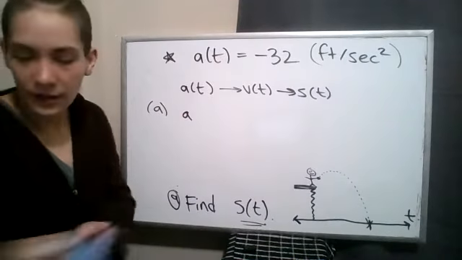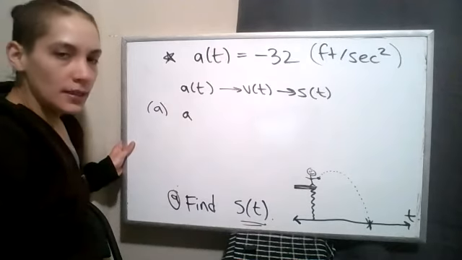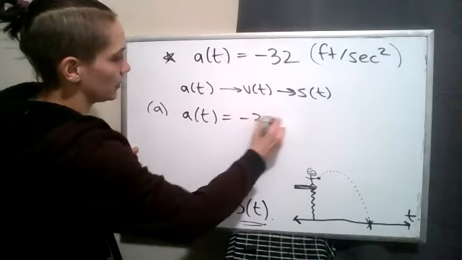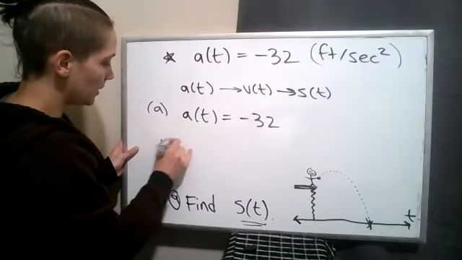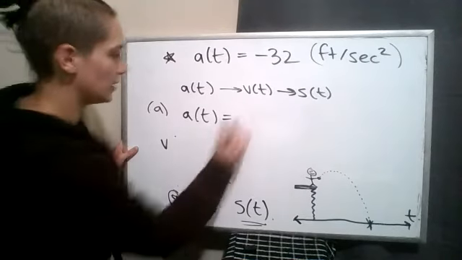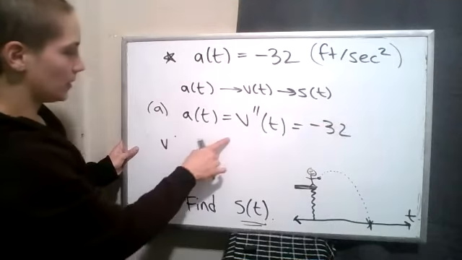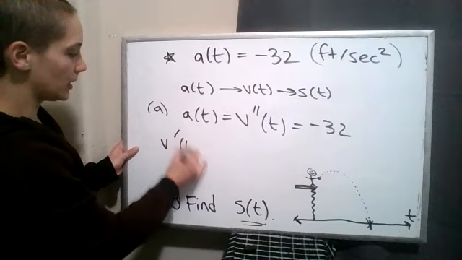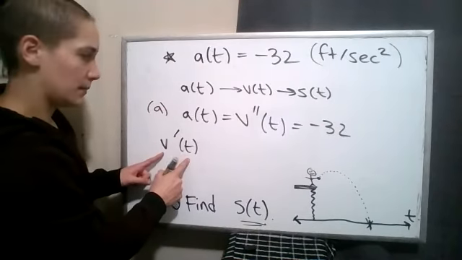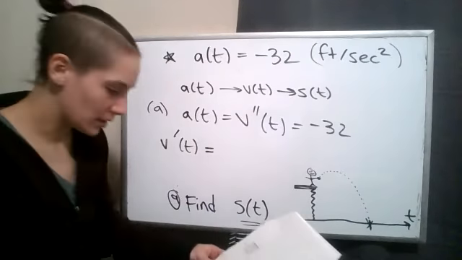We're out of time. Let's finish just this last thought. Okay, a of t is -32. So v, which is, okay, a of t is v double prime of t, which is -32. V prime of t is the antiderivative of a of t. Maybe we should just call it and come back later.